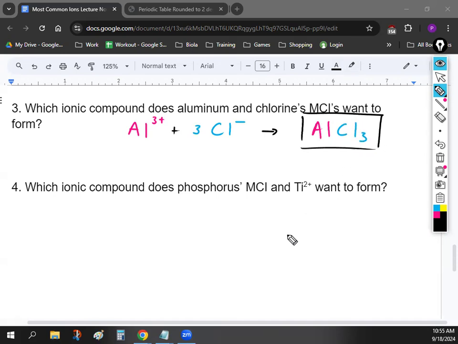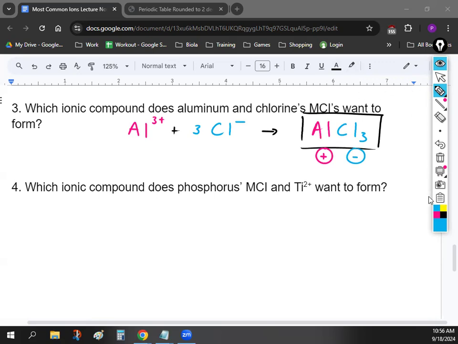I also do want to mention that typically when we write this in chemistry, we always put the positive, the cation, first, and then the anion second. So if you did Cl3Al, you're technically right, but it's just not the way that we write it. And I think on your Canvas quiz, it will mark it off. So just make sure you put the positive one before the negative.